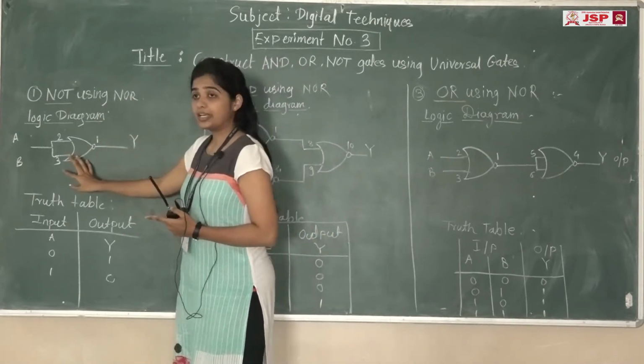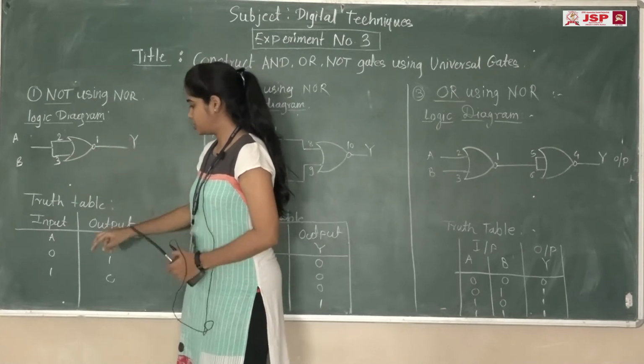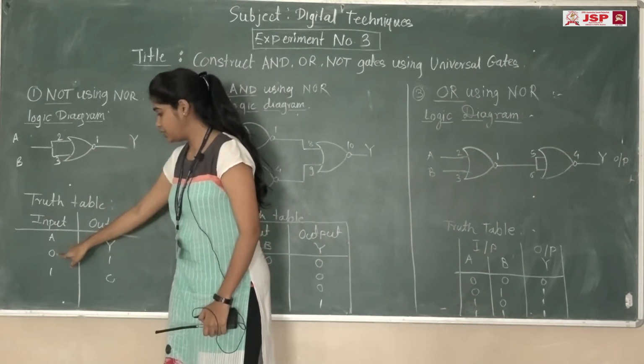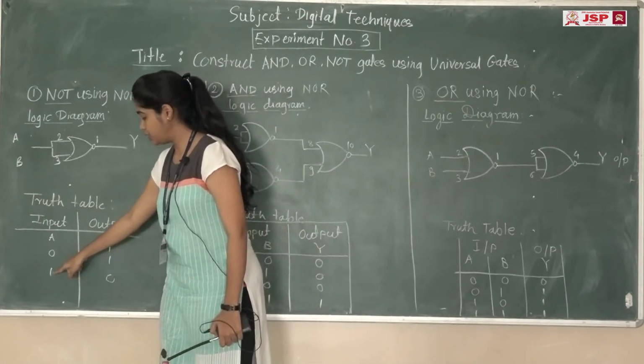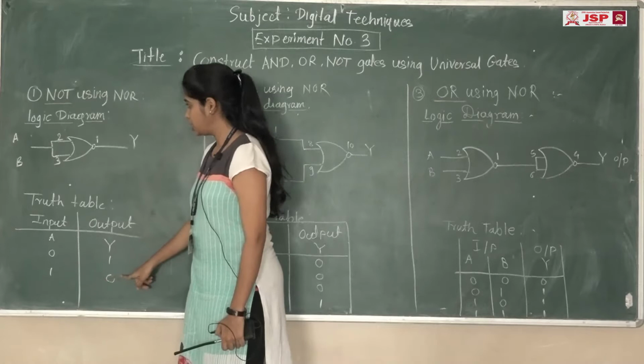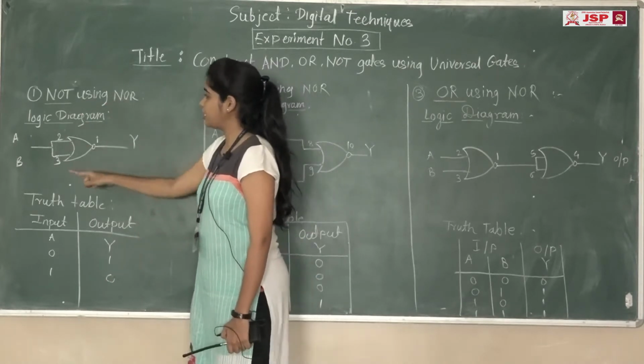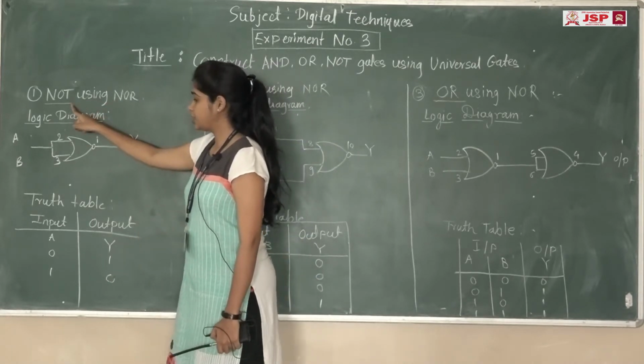That is, we are getting an inverted output. When we give input 0, the output is coming 1, and when we give input 1, the output is coming 0. So by using NOR gate, we have designed the NOT gate.